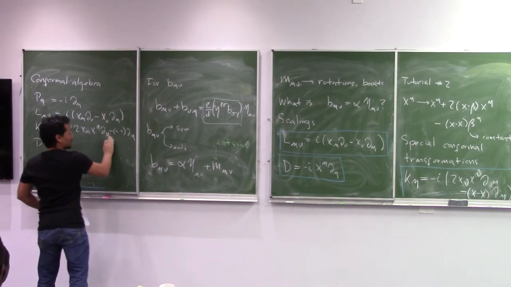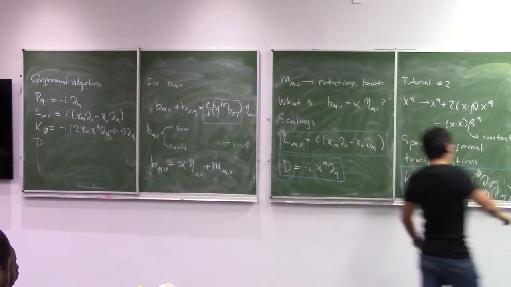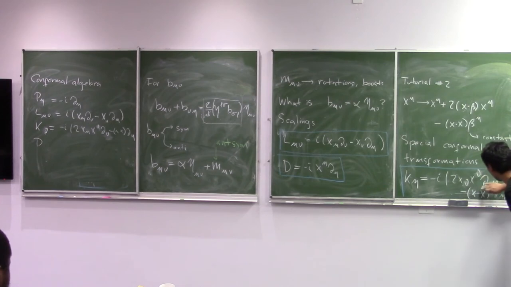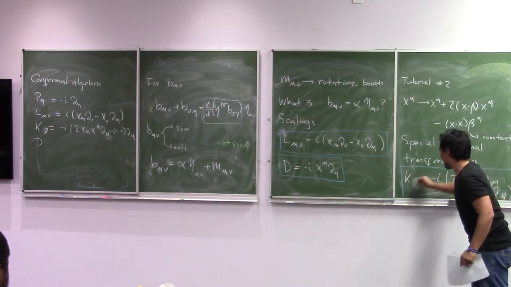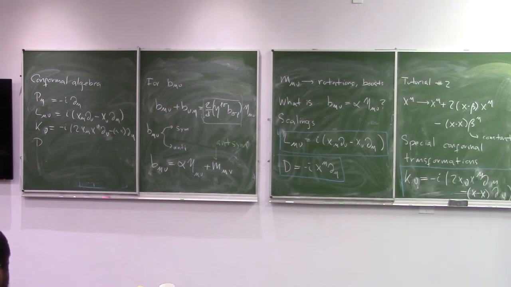I wrote something wrong here, sorry. So this guy is the derivative, right, and this guy is contracted with this guy. Otherwise, they cancel, right? Well, not that they cancel, but they add up. I have here both times x dot x, right?